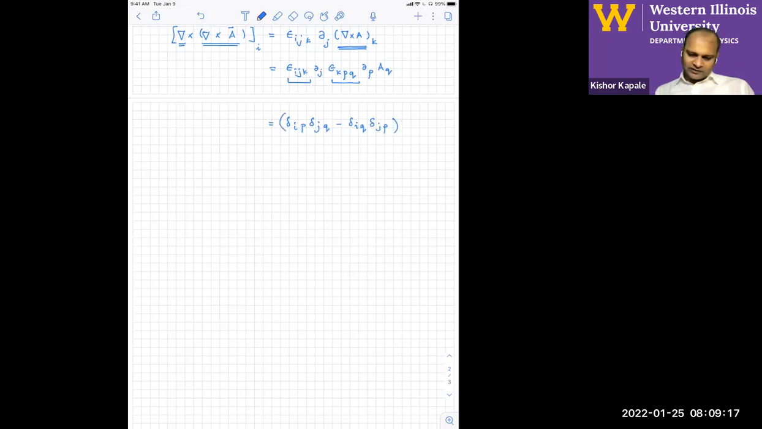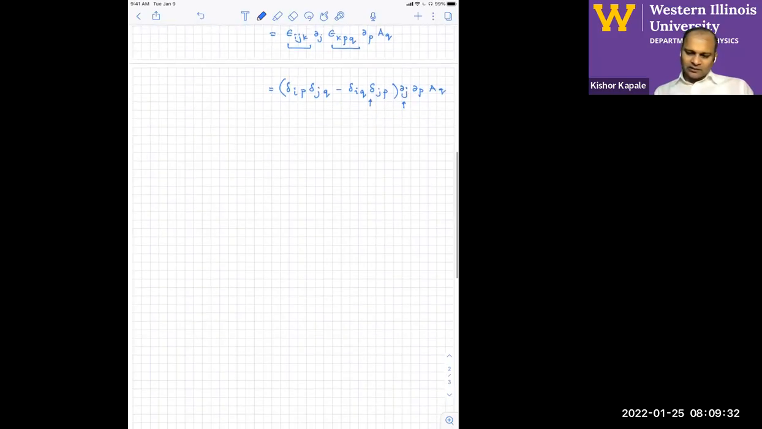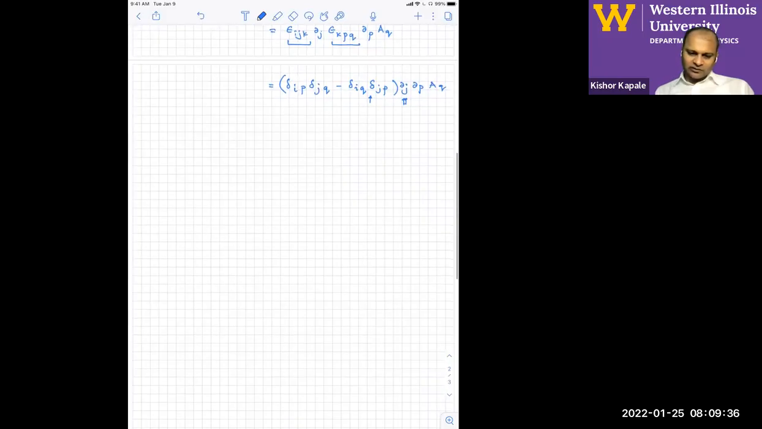And then the rest of the stuff is the del_j, del_p, a_q. Remember, there is a difference between this delta and this one. This delta is just the Kronecker delta, and this other symbol is del. That's how you pronounce it. So make sure you also know how to pronounce these things.